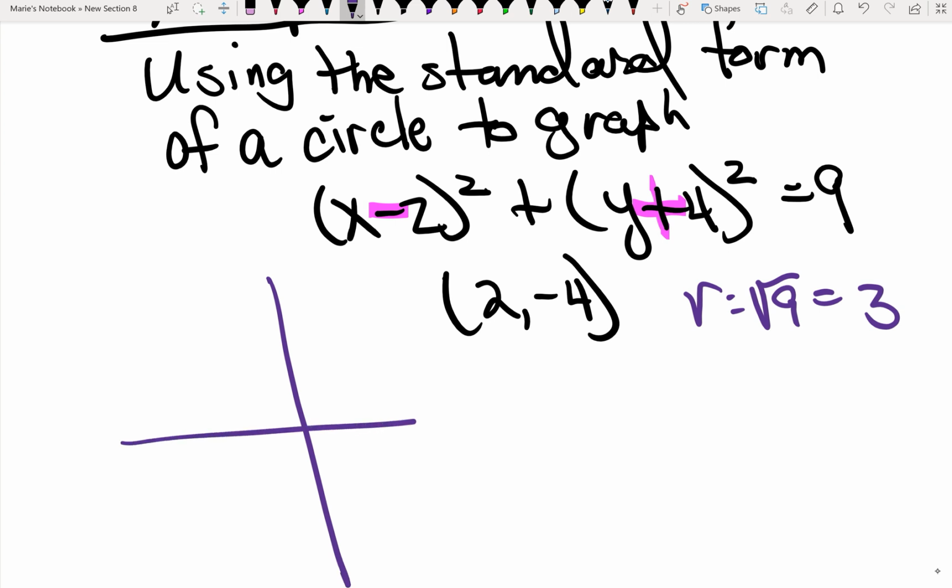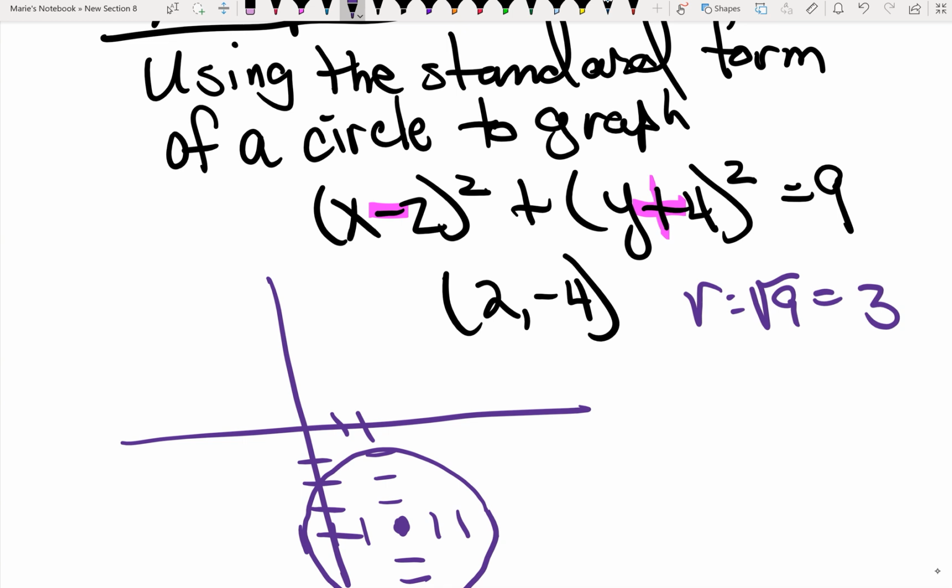So we have a center. When this is 2, this goes down 1, 2, 3, 4. So this is my center. If my radius is 3, I'm going to go up 1, 2, 3. I'm going to come over 1, 2, and 3. I'm going to go down 1, 2, and 3. And I'm going to go over 1, 2, and 3. And so that gives me the drawing.